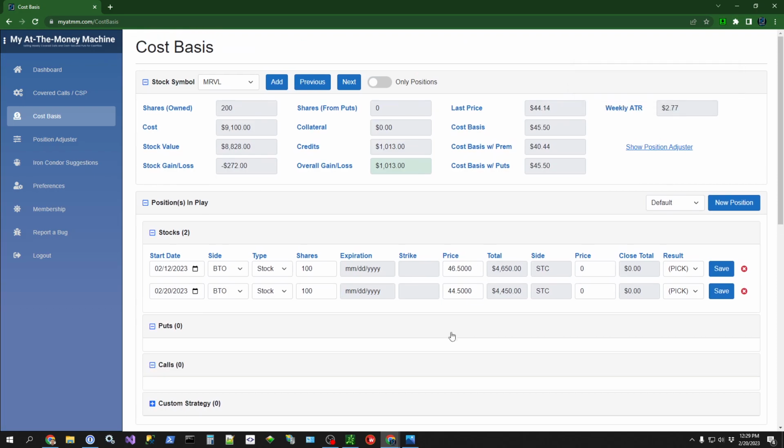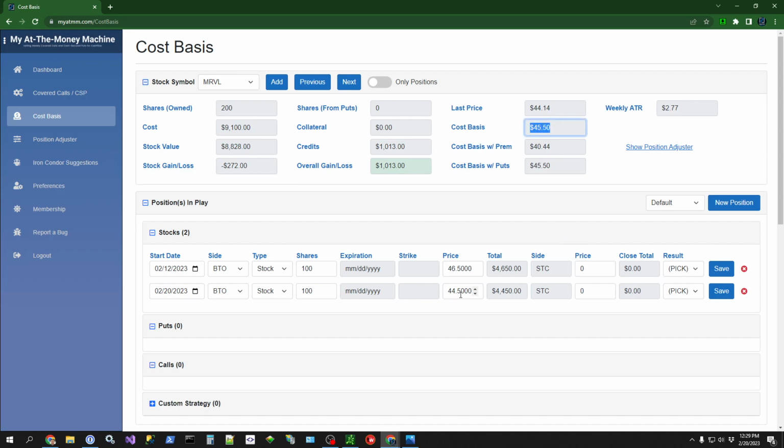Okay, so now that we have that transaction recorded, you can see that we have the 200 shares owned, and the total overall gain or loss, we have an unrealized loss of $272, and our overall credits that we've collected, overall premium we've collected, is over $1,000. And so now, when we're writing covered calls, our new target price will be $45.50.